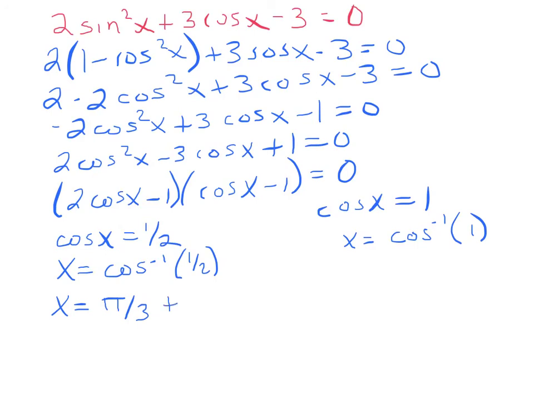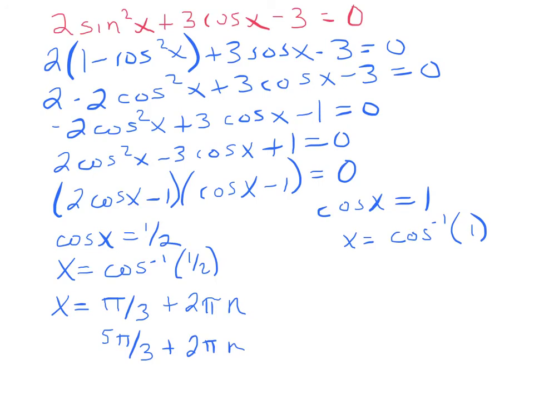And since there were no restrictions, we'll have to go plus 2 pi n, because I would get all those angles that are coterminal. Okay. Now another angle that has a cosine that is a positive 1/2 is also 5 pi over 3. And I would need all of its coterminal angles as well. Okay. So we have those two solutions.